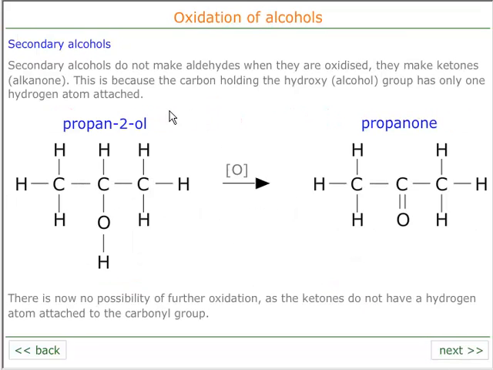Secondary alcohols are not oxidized in the same way as primary alcohols. Primary alcohols make aldehydes, but because a secondary alcohol has only 1 hydrogen attached to the carbon that holds the OH group and 2 carbons, the carbonyl group that's going to form is in between 2 carbons. In other words, it's in the middle of a chain. This is called a ketone, and propan-2-ol will oxidize under the same conditions as propan-1-ol. It will oxidize to propanone. And once we get here, there's no further oxidation possible because there are no hydrogens attached to this carbon.